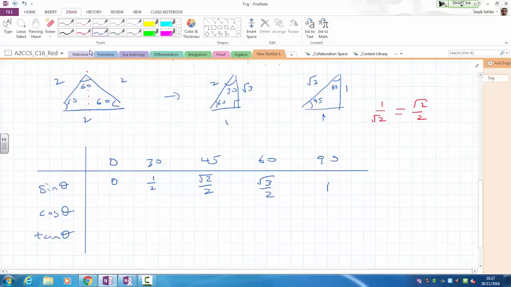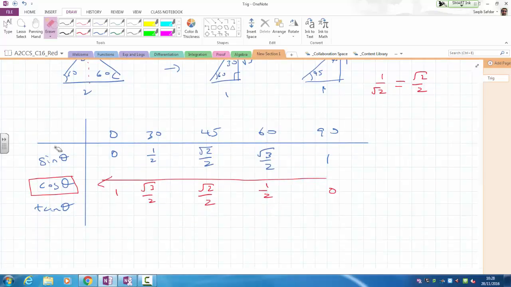Now, without doing any working out, can somebody tell me the cos values? How are all of these related to the cos values? It goes the other way round. I can draw an arrow this way, so I get 1 on this side, 0 on this side, root 3 over 2 here, a half here, and root 2 over 2. So it just becomes inverted, it just flips over.